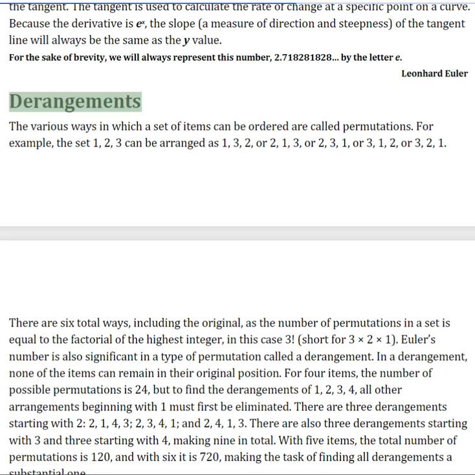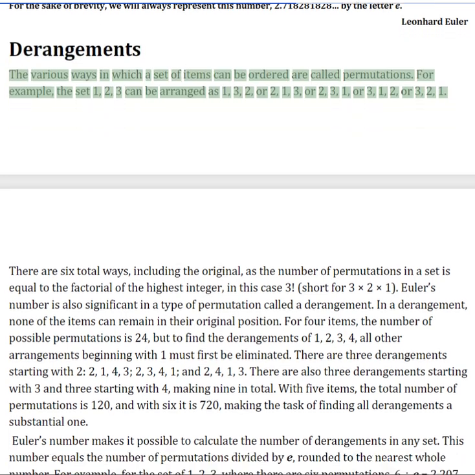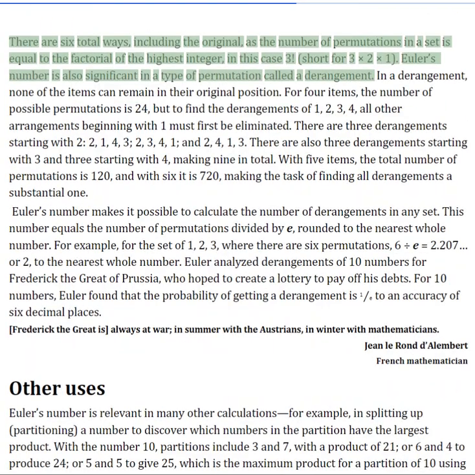Leonhard Euler. Derangements. The various ways in which a set of items can be ordered are called permutations. For example, the set 1, 2, 3 can be arranged as 1, 3, 2 or 2, 1, 3 or 2, 3, 1 or 3, 1, 2 or 3, 2, 1. There are 6 total ways, including the original, as the number of permutations in a set is equal to the factorial of the highest integer, in this case 3.